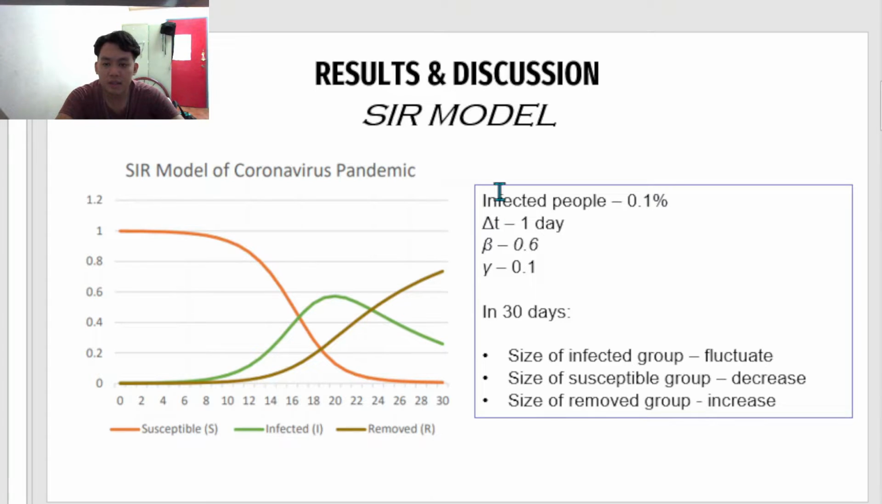By using the integrated function just now, we managed to compute the amount of people in each group per day. So the SIR model here simulates how each group affects the others for 30 days. As the amount of infected people increases, we can see the amount of susceptible people decreasing at the same time. Those susceptible people are no longer in the susceptible group because they have been infected by the disease. To summarize, the size of the infected group fluctuates, whereby the susceptible group decreases and the removed group increases as time goes on.